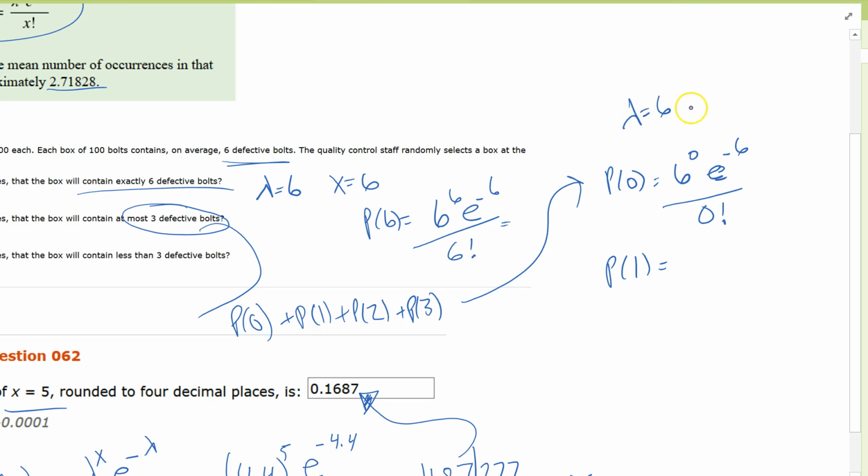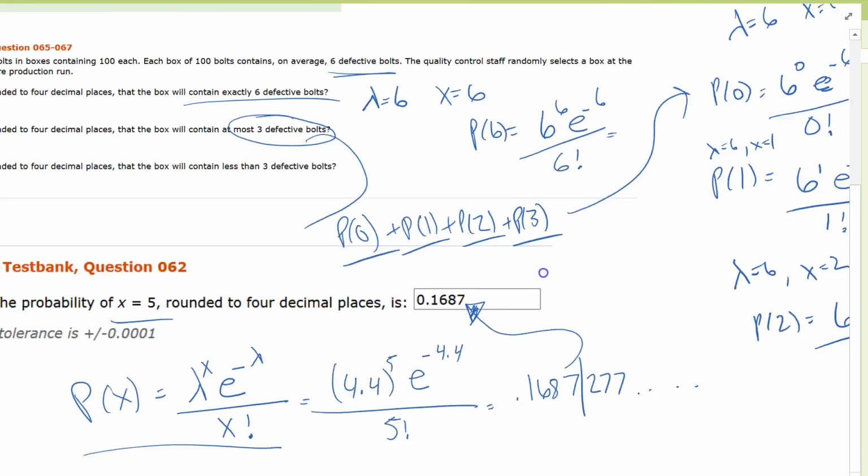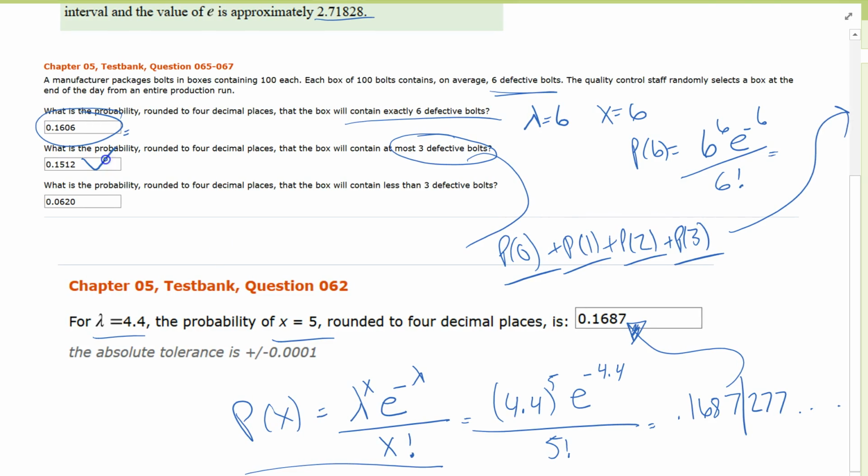Lambda would be 6, x would be 0. Here lambda would be 6 and x would be 1, so I'd have 6 to the 1, e to the minus 6 over 1 factorial. The next one, lambda would be 6 and x would be 2, so the probability of 2 would be 6 squared, e to the minus 6 over 2 factorial. And if you add up these numbers, you're going to have 4 of them. You're going to get the answer here.